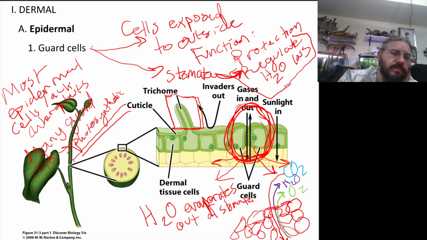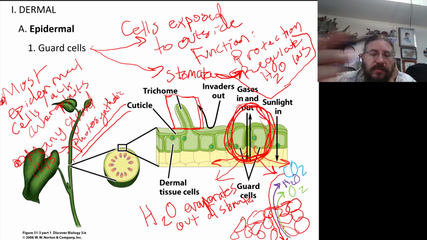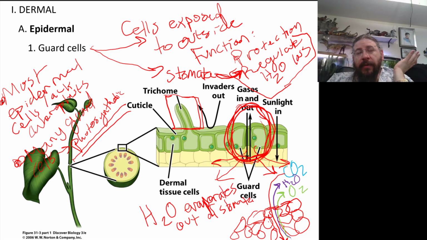So, most epidermal tissues are non-photosynthetic. You've got the cuticle covering them, and then they have various other structures that may be present. That's not to say guard cells never have trichomes, but guard cells are definitionally the cells that make up the stomatal opening. So, guard cells are photosynthetic simply because they're right there. Why not? The CO2 is right there.